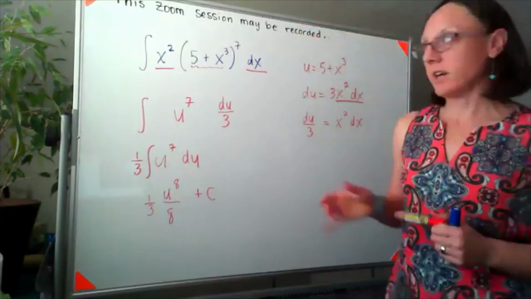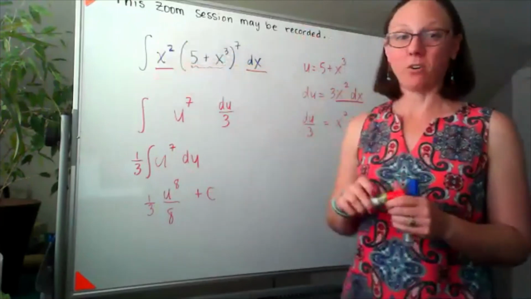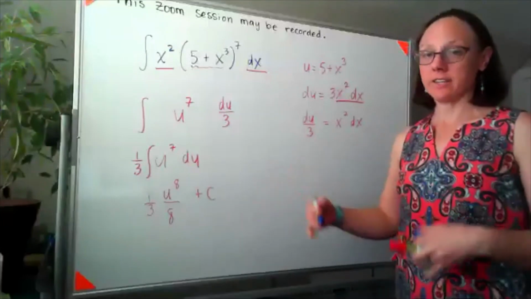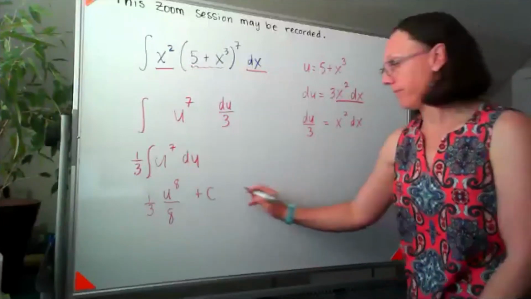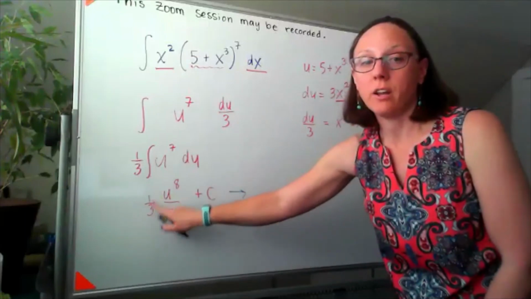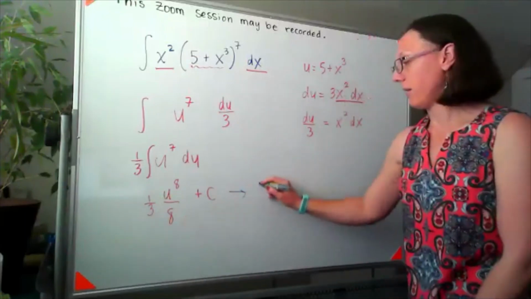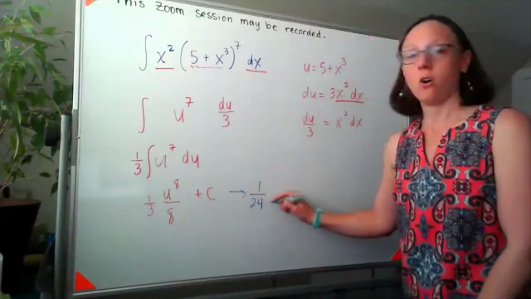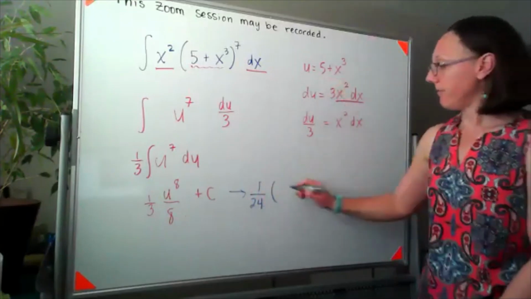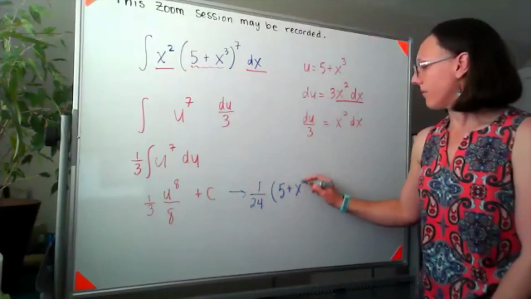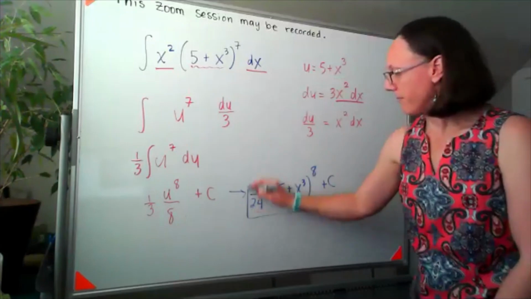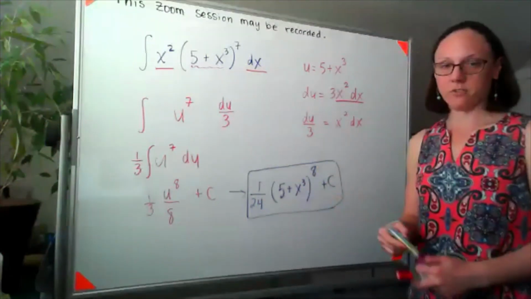And then quick check, it was an indefinite integral. I did not have limits of integration. So my final answer needs to be reported in terms of x. I'm going to go ahead and take that 1/3 and the 1/8 and make that 1 over 24. And there's my final answer.